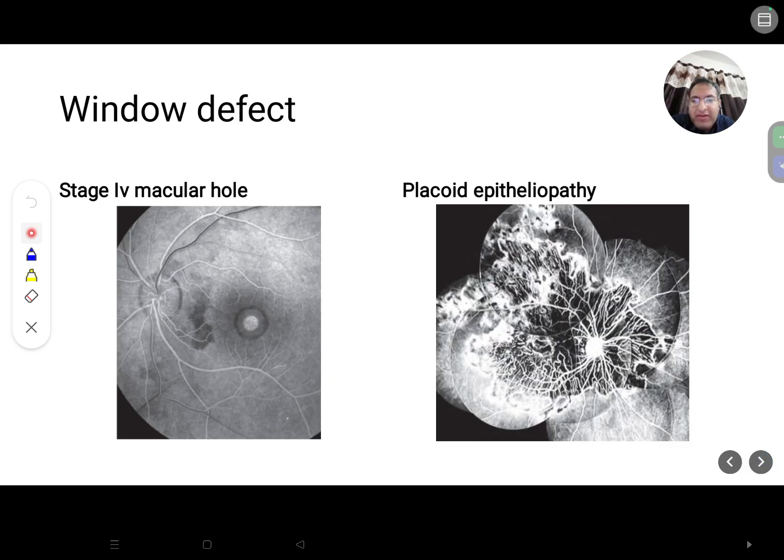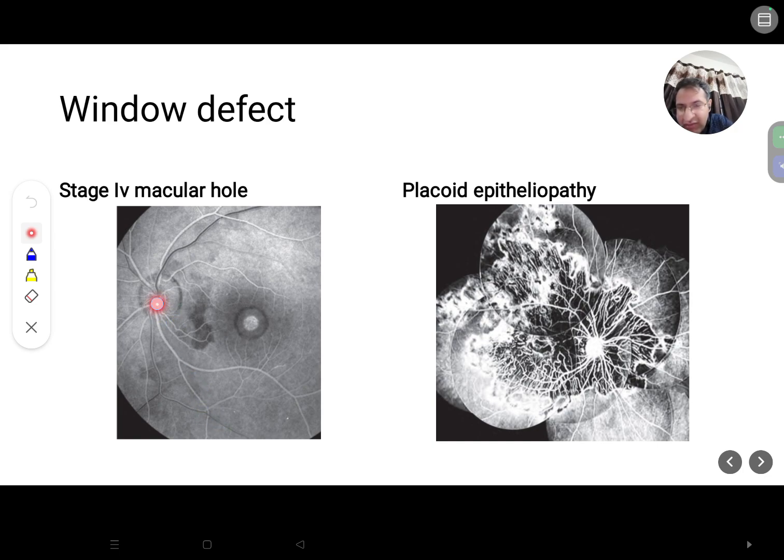So another example of window defect is the stage 4 macular hole. Stage 4 macular hole is a large macular hole, and in this stage 4 macular hole, what we see, this is the angiography. In what phase? This is the early AV phase.